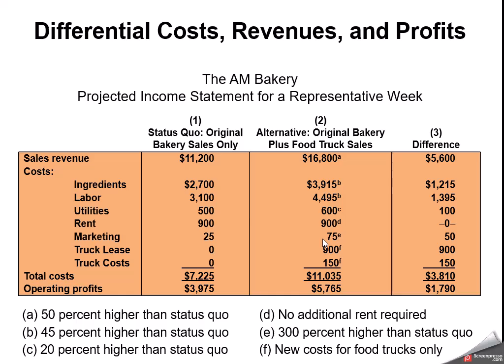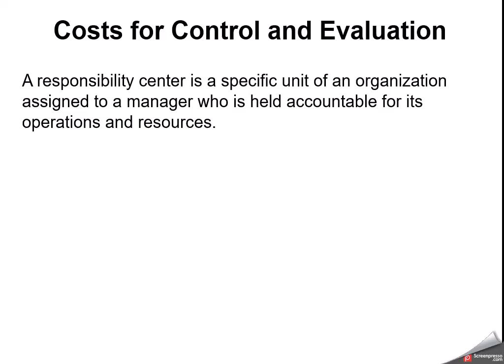Marketing is going to go up by 300% because they're going to try to get people to come to that food truck. Then you have these new costs associated with the truck itself, to lease it, a monthly payment I'm assuming, and then the gas and the insurance and all that type of stuff. Then you come over here and you calculate the difference between your increase in revenues and your increase in costs, and they would still be money ahead. So they should do the food truck.